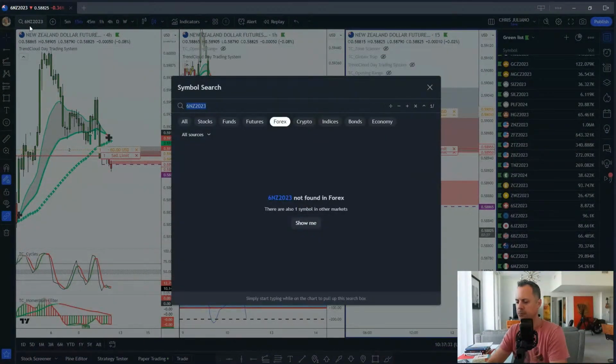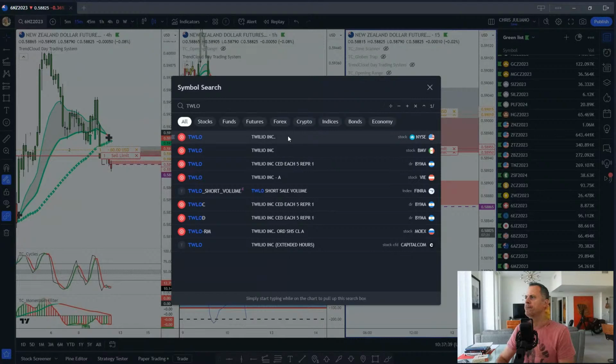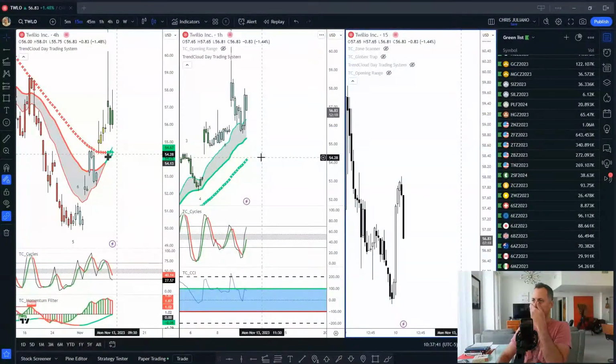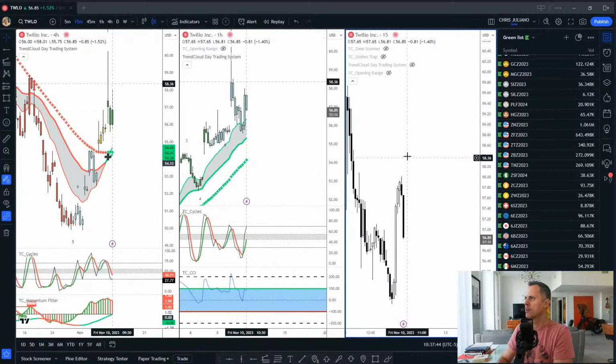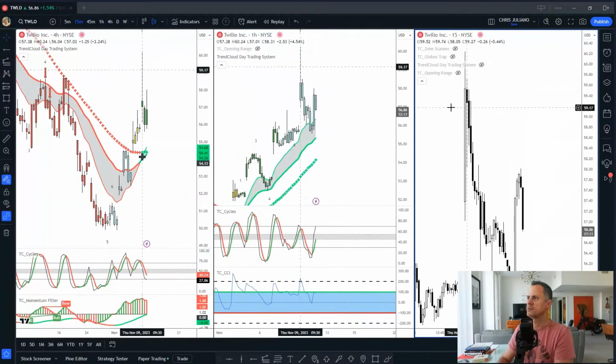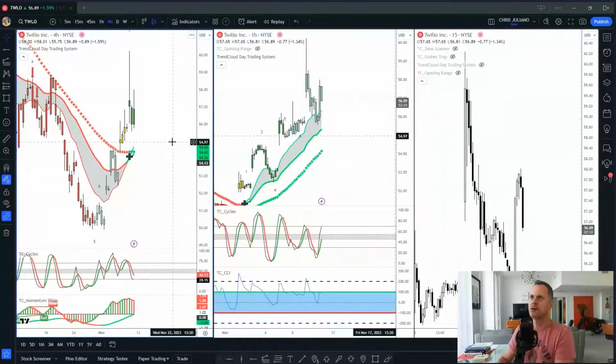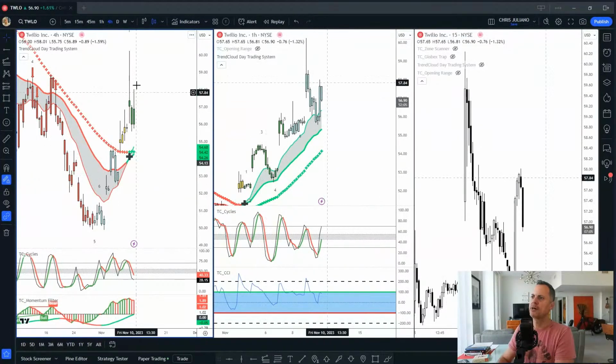TWLO. All right, let's do it. See how we broke above? Trend cloud broke above. Got the crossover. Candles are green and the entire trend cloud is green. See that on that high time frame there? Whereas on the currencies, it was not. So we've got this upward trend.